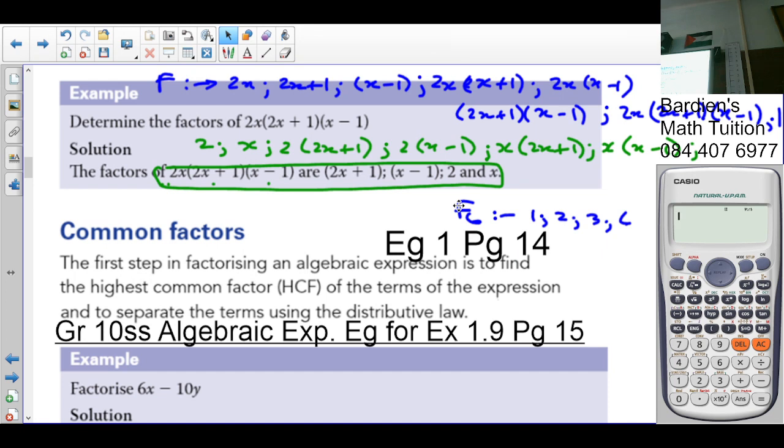Sorry? Why don't you get? You see, if I take 2x into 2x plus 1 into x minus 1.